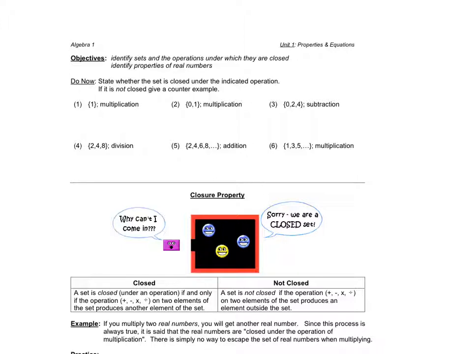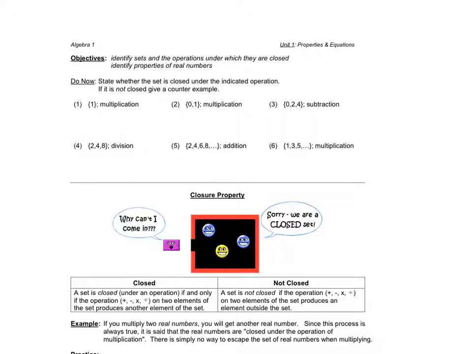All right. So definition-wise, we're looking at a set being closed under an operation if and only if. By the way, just a side note, if and only if has an abbreviation of IFF. So when you're looking for typos, if you come across IFF in one of my packets, save your energy. It's not a typo.